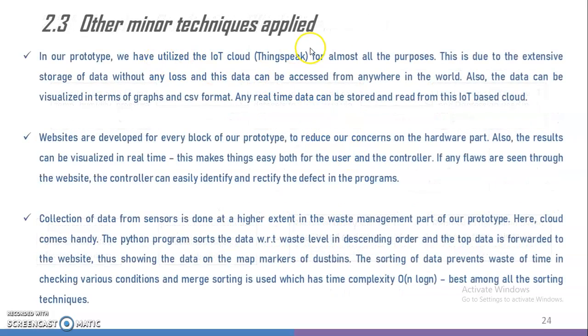The other minor techniques used include the IoT cloud ThingSpeak, in which we store all the data so that we can access it from any part of the world, and this data can also be visualized in graphs and CSV. Storing data in the cloud means there is no loss of data, unlike hardware storage, where we can have data loss at any point. This is instantaneous uploading: when the data is available, it is uploaded to the cloud. Nowadays internet is widely available, so we don't have to worry much.